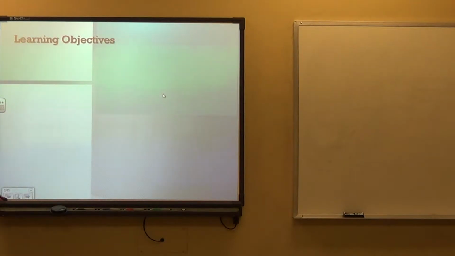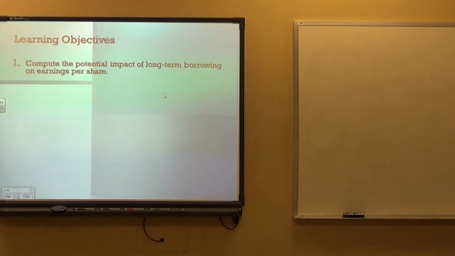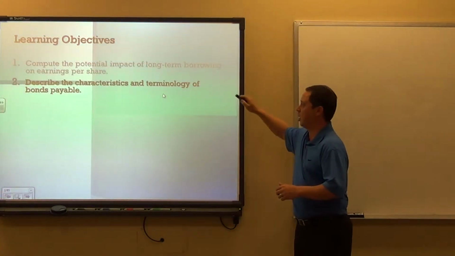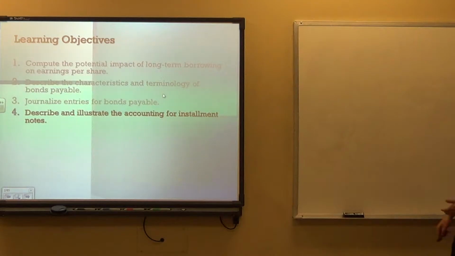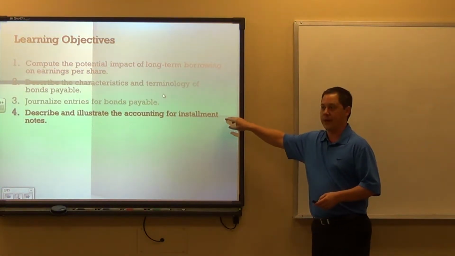All right, so let's take a look here in a moment. So the first thing, we'll compute the potential impact of long-term borrowing on earnings per share. What does that mean? We just talked about earnings per share. And then describe the characteristics and terminology of bonds payable and what that means. And then we're going to journalize it. And then we'll also do the installment notes as a part of that.